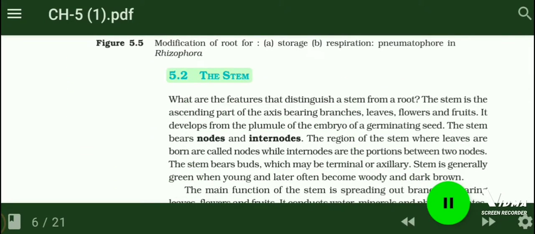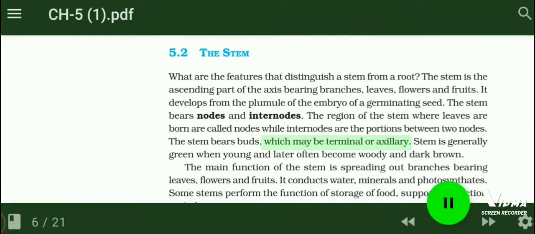The stem. What are the features that distinguish a stem from a root? The stem is the ascending part of the axis bearing branches, leaves, flowers and fruits. It develops from the plumule of the embryo of a germinating seed. The stem bears nodes and internodes. The region of the stem where leaves are borne is called the node, while internodes are the portions between two nodes. The stem bears buds, which may be terminal or axillary.